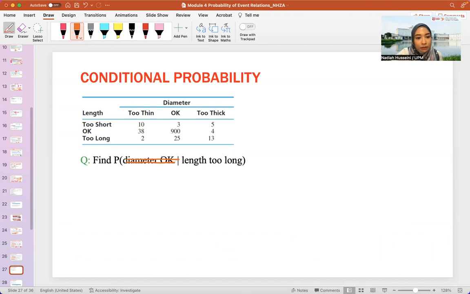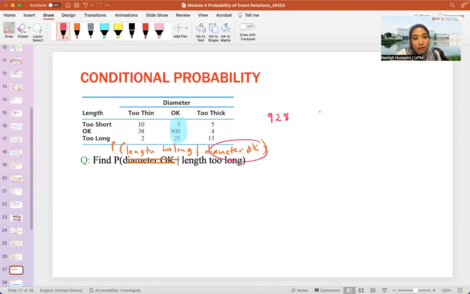Length too long versus, not versus, that bar diameter okay. So we're changing this. What is the probability of the length being too long and diameter okay? So the limiting factor, or the info that we have to limit our sample space, is our diameter being okay. So my diameter being okay will be over here only. And then from here, I would know that my sample space is now 9 to 8.